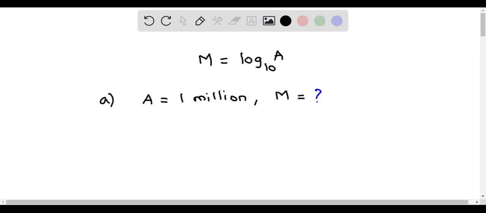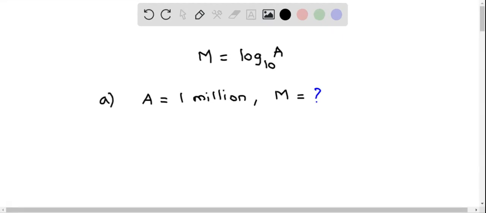Let's answer part A. Here we are given that the amplitude is 1 million and we have to determine the magnitude of the earthquake. So I'm going to use this relation between M and A, which is given as M equals log A, log A to the base 10. So we plug in A equal to 1 million.